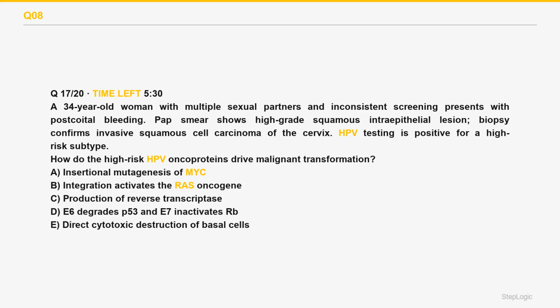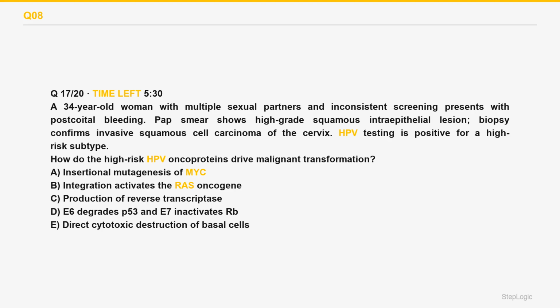How do the high-risk HPV oncoproteins drive malignant transformation? A 34-year-old woman with multiple sexual partners and inconsistent screening presents with postcoital bleeding. Pap smear shows high-grade squamous intraepithelial lesion. Biopsy confirms invasive squamous cell carcinoma of the cervix. HPV testing is positive for a high-risk subtype.